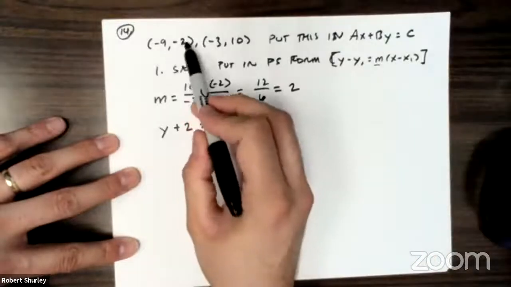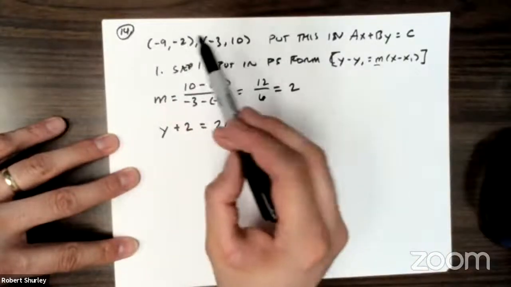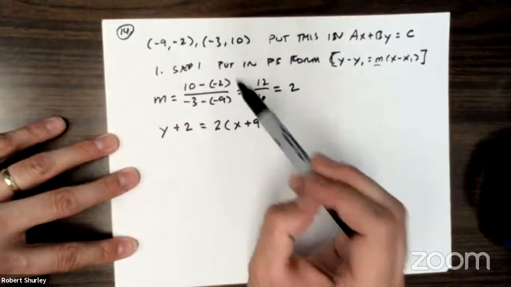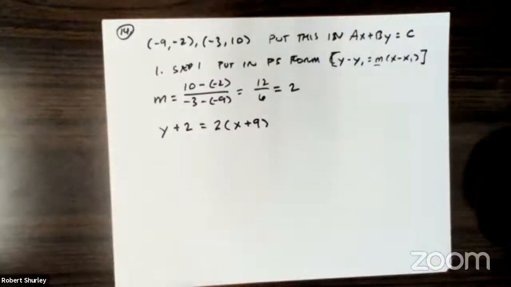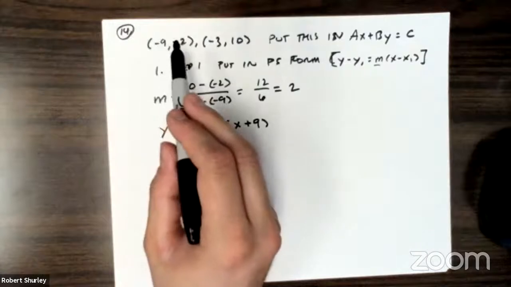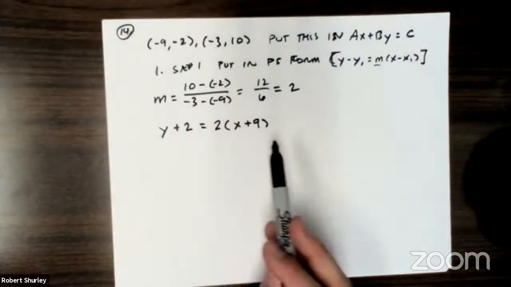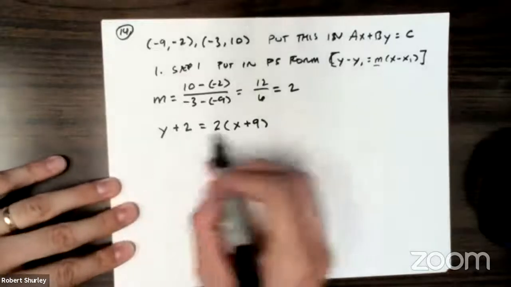Be careful that you stick to the same coordinates. Don't use the y from this coordinate and then the x from that coordinate. That's a common mistake. Don't do that, okay? Whatever x or y you choose, it's got to be from the same coordinate when you put it into point slope form, okay? So we got it in point slope form.